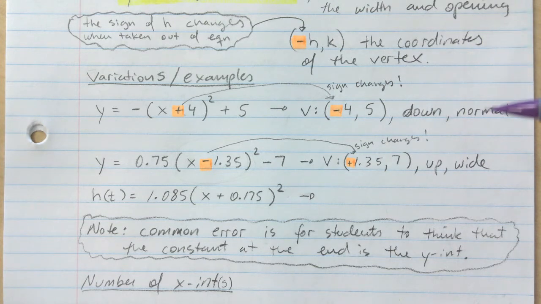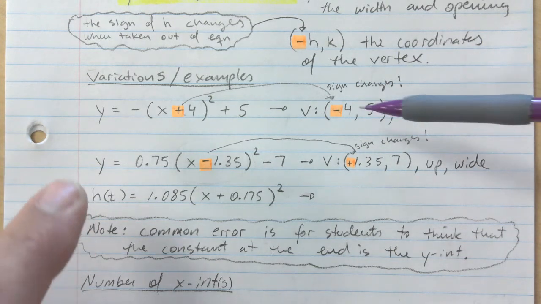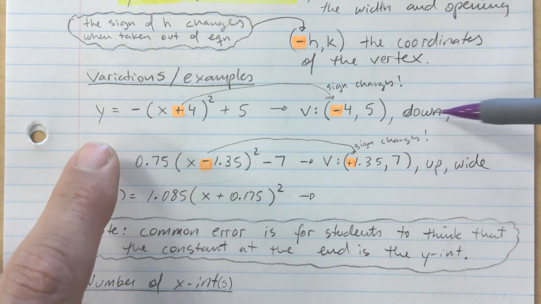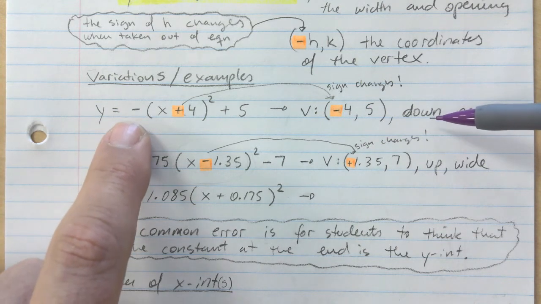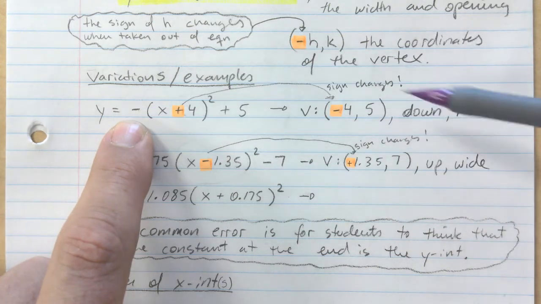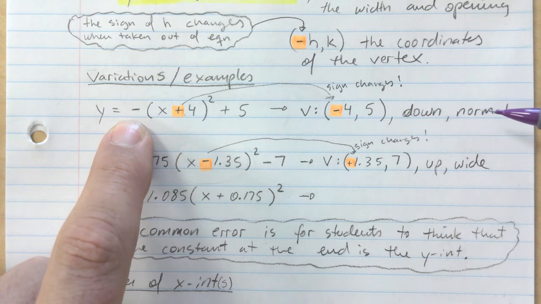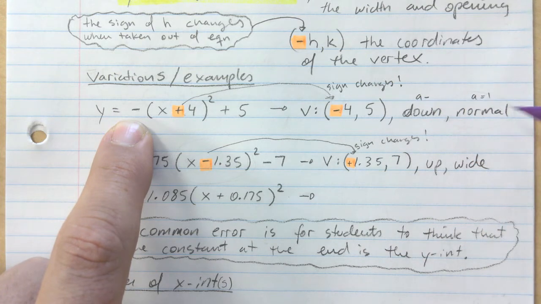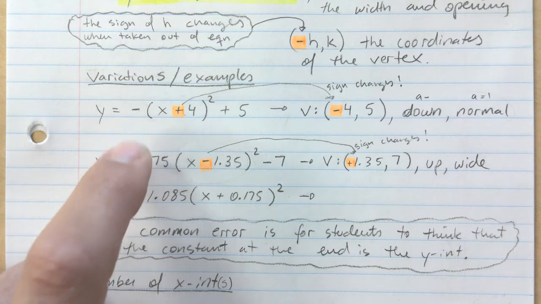So that's the most important part about the vertex. I didn't address this because I'm assuming you know already, right? A is negative, so it's pointing down, and A is also 1, so it's just a normal curve, okay? Because A is negative and A is equal to 1, these two things tell me that it's still the same as before.